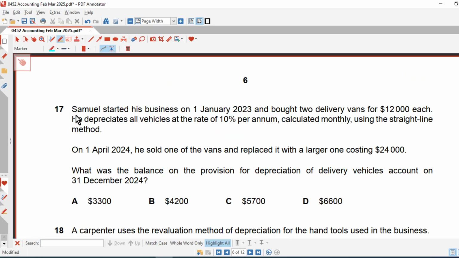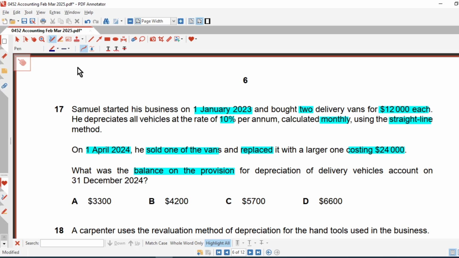Question 17. Samuel started his business on 1st of January 23 and bought 2 delivery vans for $12,000 each. He depreciates all vehicles at a rate of 10% per annum, calculated monthly using the straight line method. Right, so a lot of things to digest in the first para. On 1st April 2024, he sold one of the vans and replaced it with a larger one costing $24,000. What was the balance on the provision for depreciation of motor vehicles account at the end of 31st December 2024? Right, so a lot of information to digest here. We're going to break this down one by one.